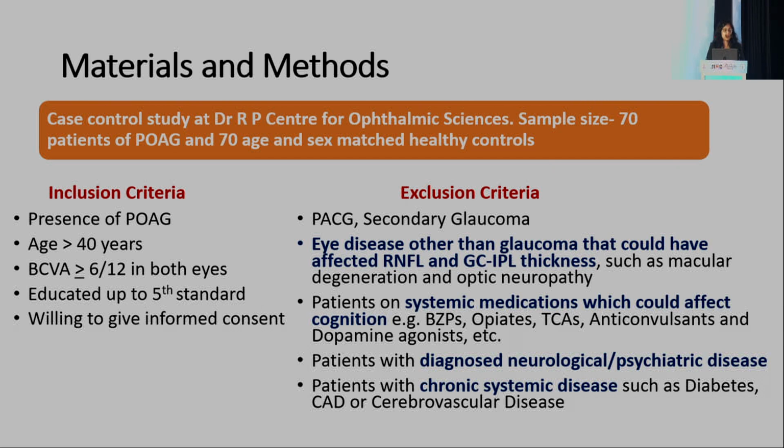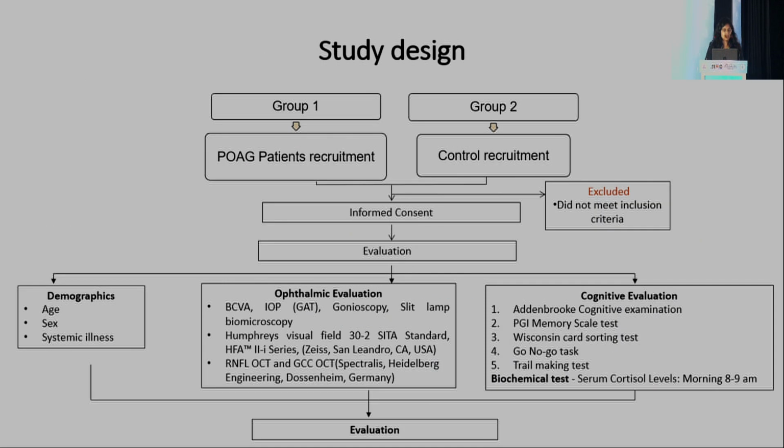Inclusion criteria were patients of primary open-angle glaucoma with age more than 40 years, with best corrected visual acuity better than 6/12 in both eyes, educated up to 5th standard and willing to give informed consent. Patients of PACG, secondary glaucoma, eye disease other than glaucoma that could have affected RNFL and ganglion cell thickness, patients on systemic medication which could affect cognition, patients with diagnosed neurological and psychiatric disease, and patients with chronic systemic disease were excluded from our study.